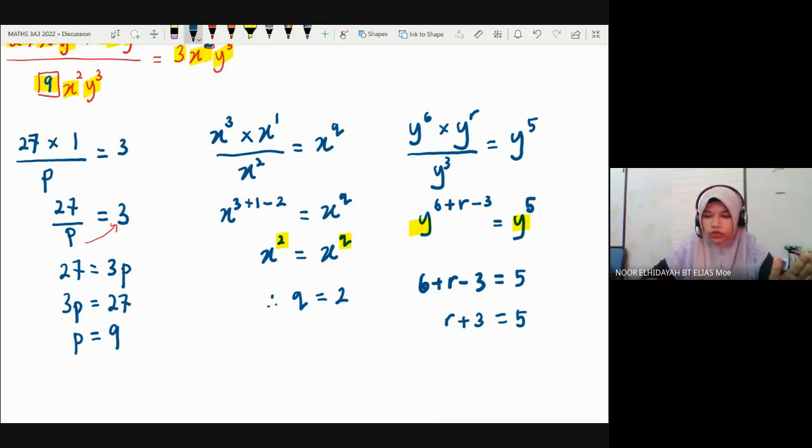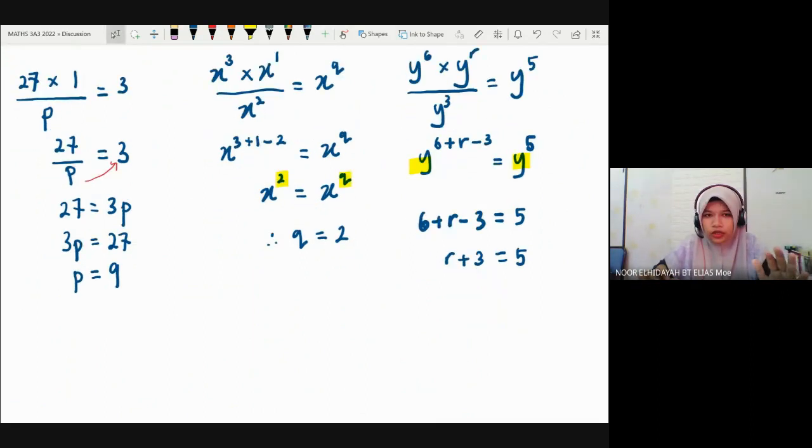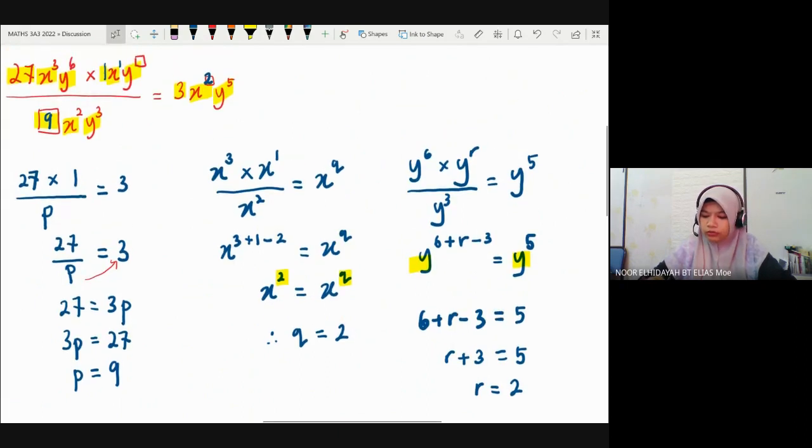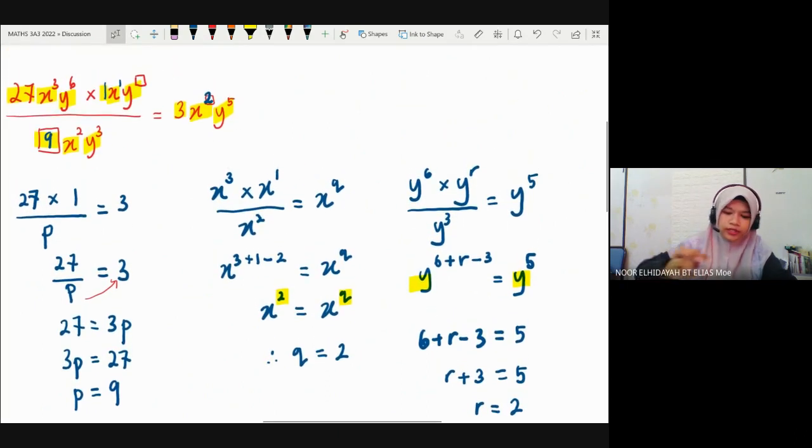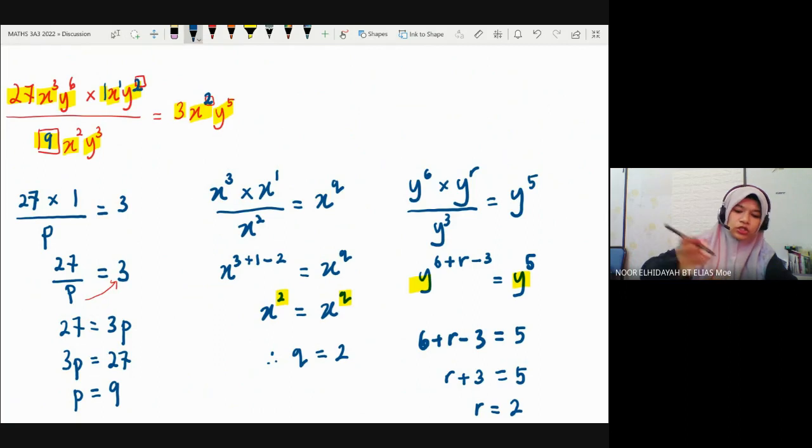Okay, so memang you have to master the linear equation, how to solve the linear equation in algebra that you have learned in Form 2. Therefore here you get r is equal to 2. 5 minus 3 is equal to 2. Therefore, the power of y here is 2.